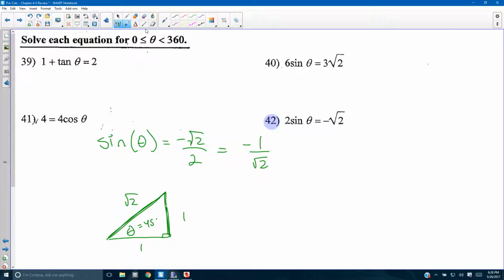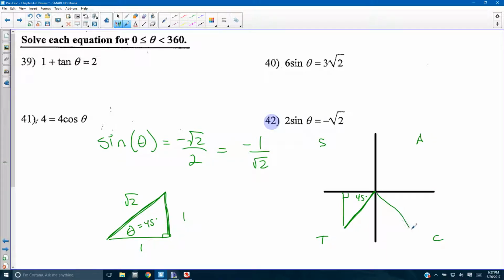So the only difference I'm going to do here is when building 45-degree reference angles inside my unit circle, if you will, is with "all students take calculus." I want all my students to take calculus, of course. But 45 degrees right here and 45 degrees right here give us that negative root 2 over 2 ratio or relationship. That's why we build them there.